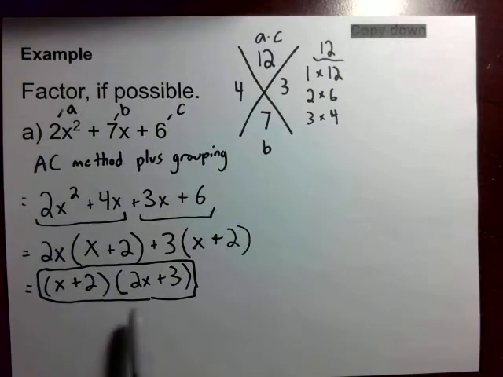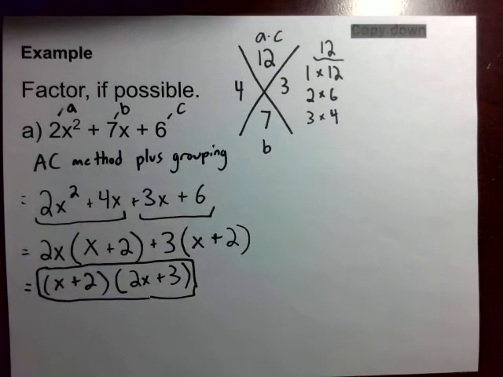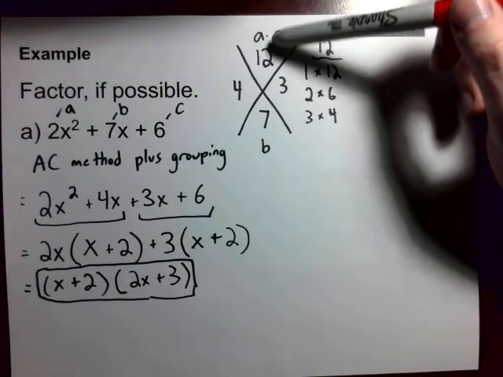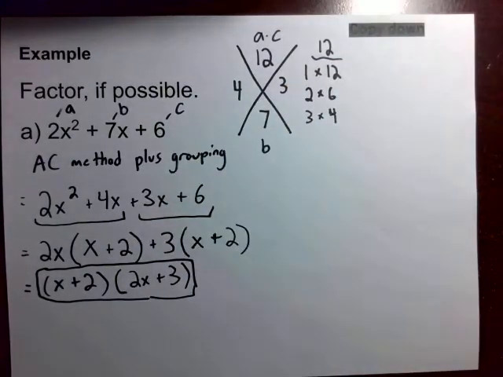So this would be the fully factored version of 2x squared plus 7x plus 6. And we figured this one out using the AC method plus grouping. So AC just comes from the fact that you have to multiply A and C to figure out what your middle terms are. And then you have to factor by grouping to get the final answer.